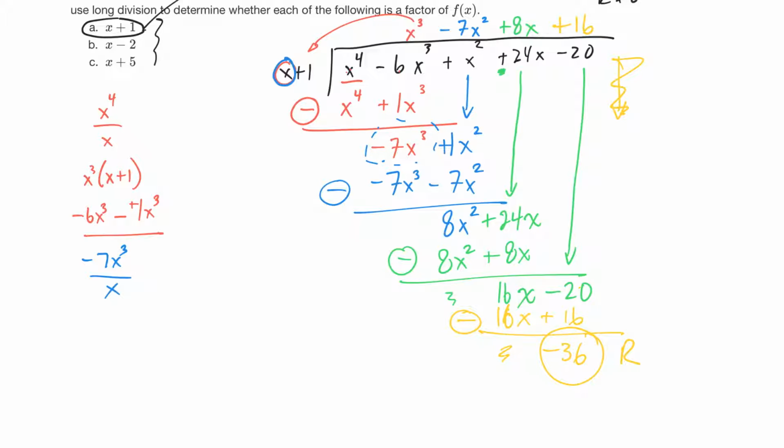And since the remainder is not equal to 0, I would say, therefore, x plus 1 is not a factor. Another thing you could say from that also is negative 1 is not an x-intercept or a 0. Okay, and then you just do the same thing with the other ones.